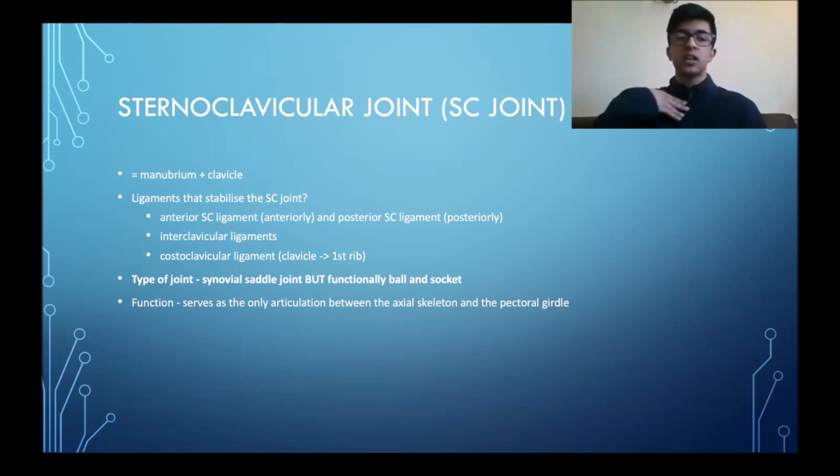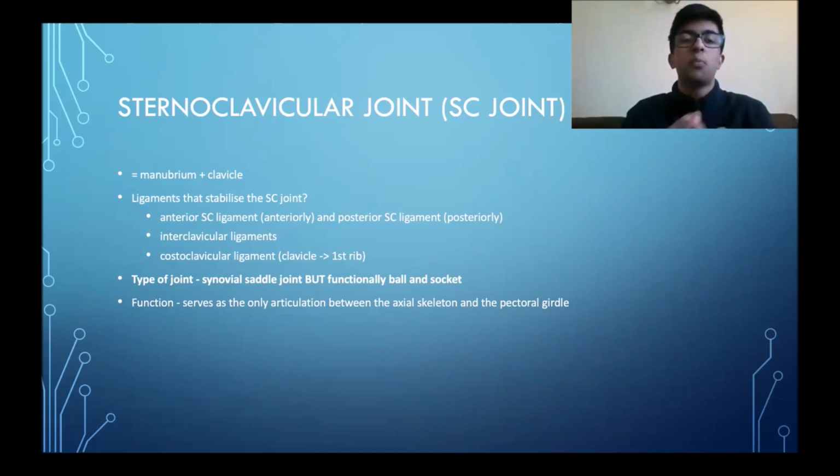Anterior, posterior, interclavicular, costoclavicular is the first rib. So you have your ribs, and then you have the first rib and clavicle. So every angle is basically covered, which is perfect because it just makes sense: anterior, posterior, interclavicular, and then costoclavicular. So all the aspects are stabilized.